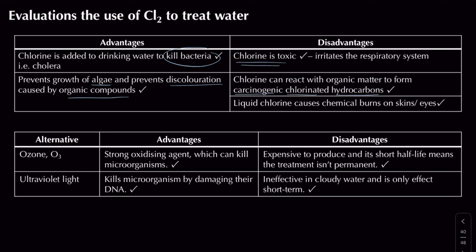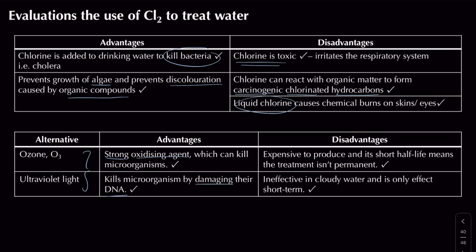We can also end up with liquid chlorine in some cases, which is dangerous to deal with because of course it causes chemical burns on skin and eyes, but in most cases we use it in very, very low concentrations itself. Some alternatives that we can use are ozone and UV light itself. Ozone is a strong oxidizing agent and that can kill microorganisms, and then UV can kill microorganisms by damaging their DNA. Remember, it's ionizing radiation.